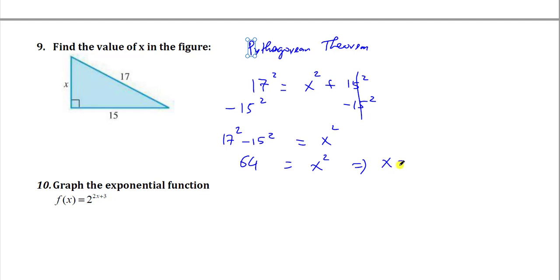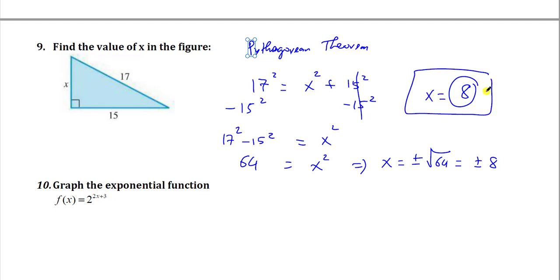And to solve for x, we can just take the plus and minus of 64, which is plus or minus 8, because 8 times 8 is 64. However, when we talk about the length of the side of a triangle, we do not consider the minus value. It doesn't make sense for a measurement to be a negative value. Therefore, in this case, it only makes sense to have the plus value for x. So x equals 8 should be the value.